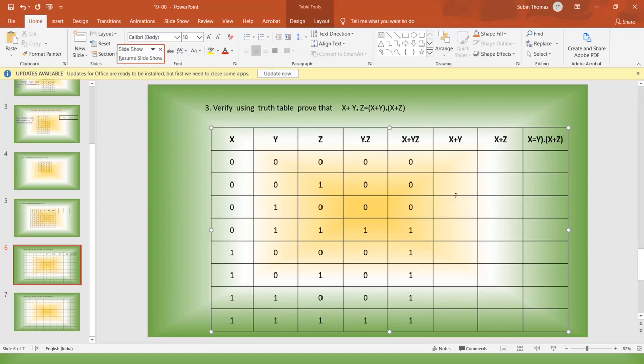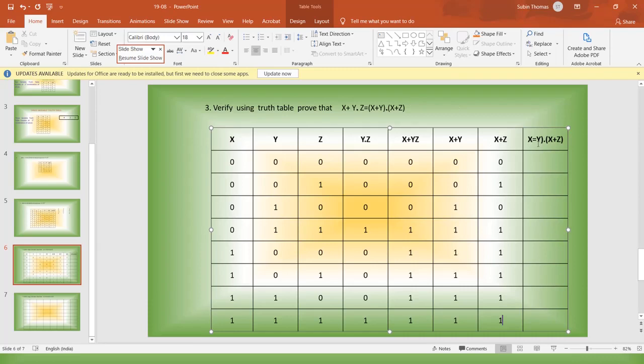So you can calculate x plus y. See that x is the first column, y is the second column. So 0, 0, 1, 1, 1, 1, 1 and 1. So this is x plus y. And next is x plus z. That means first and third column. First and third column: 0, it is 1, and the next one is 0, third one, and the fourth one is 1. Fifth one is 1, sixth is 1 and here also 1.